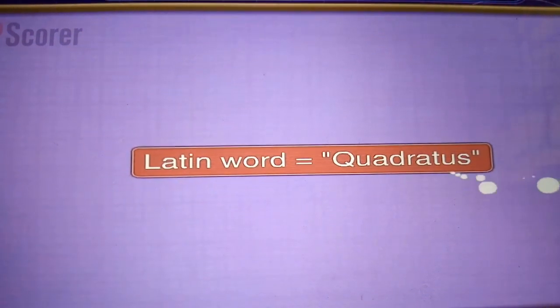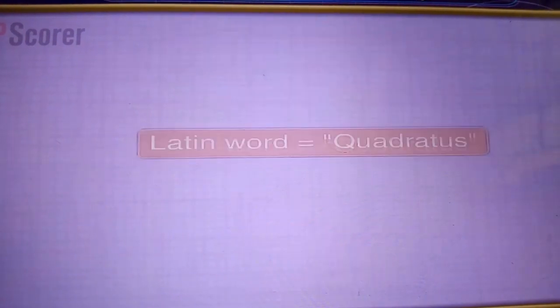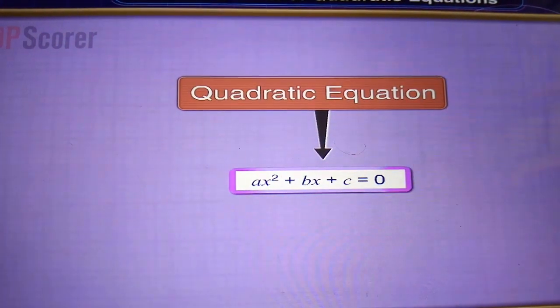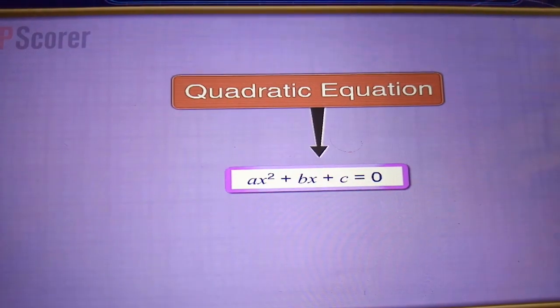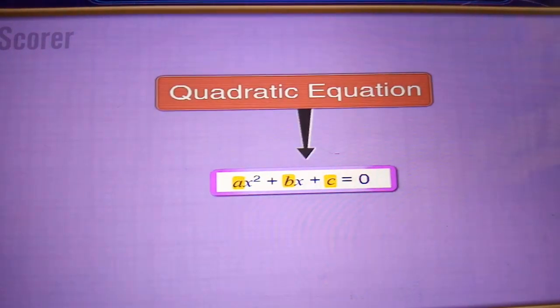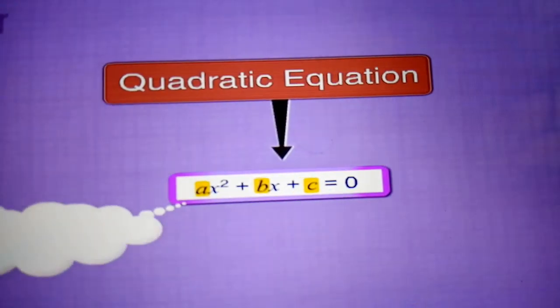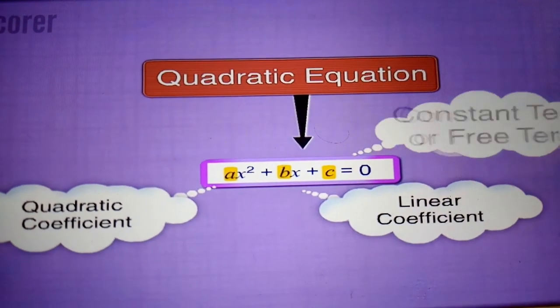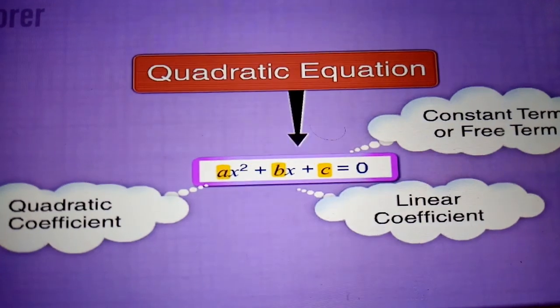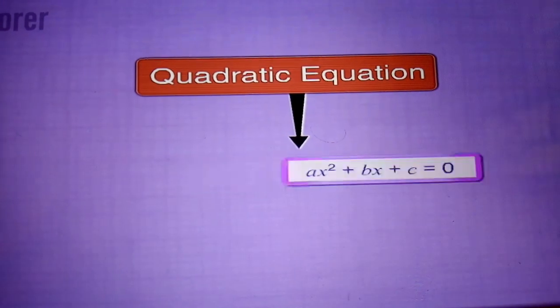In the quadratic equation ax square plus bx plus c is equal to 0, the constants a, b and c are called the quadratic coefficient, linear coefficient and the constant term or free term, respectively. Let us do an activity. Fill in the blanks with appropriate answers and complete the table.